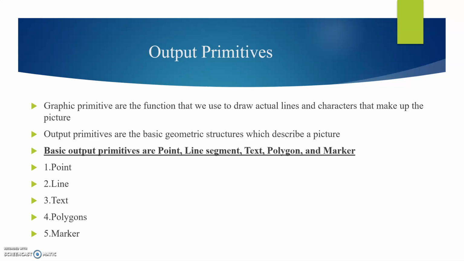Normally describes geometry of object. Each of the output primitives has its own set of attributes. First is primitives that decide what to draw, and second is attributes that decide how to draw. Let's see few basic primitives of it. Basic output primitives are point, line segment, text, polygon and marker.